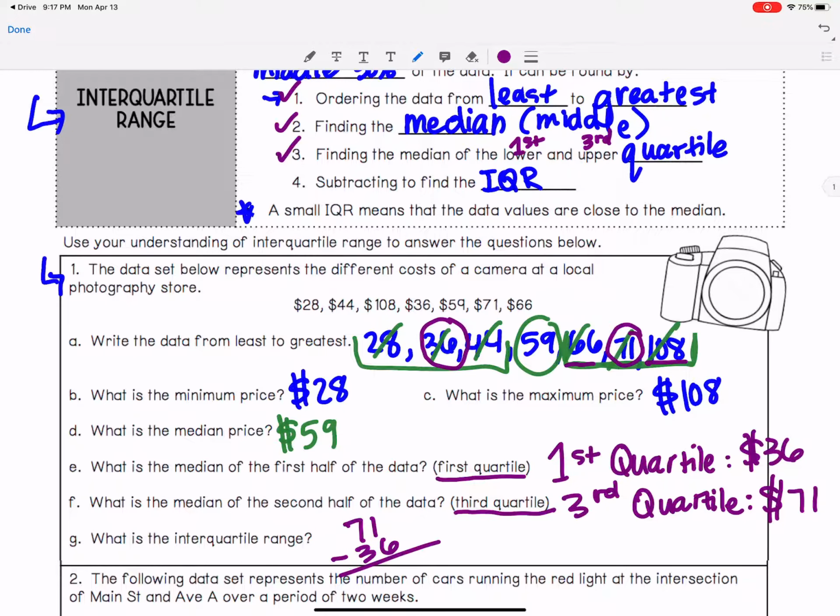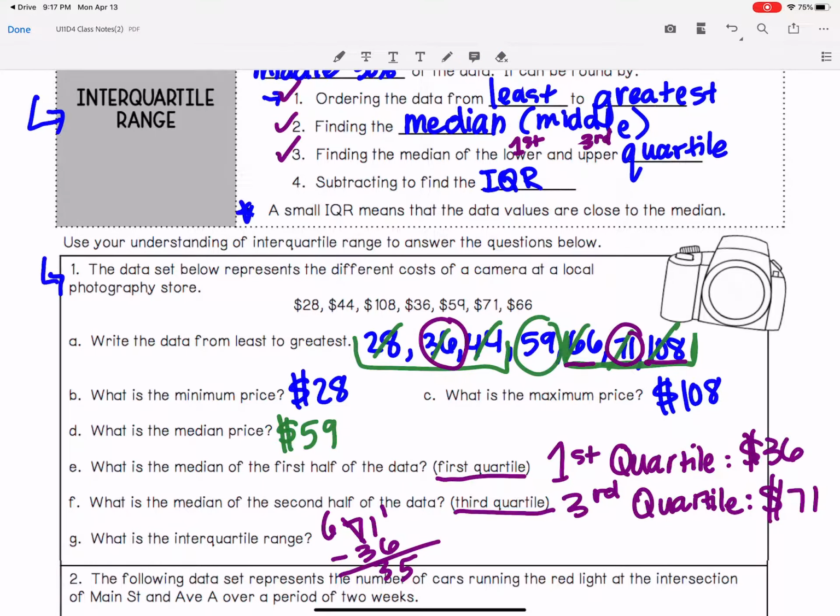And what that gives us is the interquartile range. That means the numbers range from 36 to 71. What is our interquartile range? And when I say the numbers range, I'm saying like the median of our quartiles. Okay, so let's do 71 minus 36 and see what we get. 11 minus 6 is 5. 6 minus 3 is 3. So the interquartile range is going to be 35.